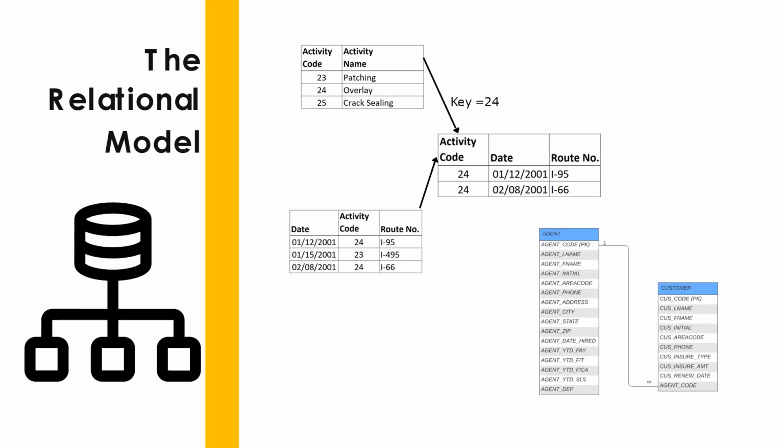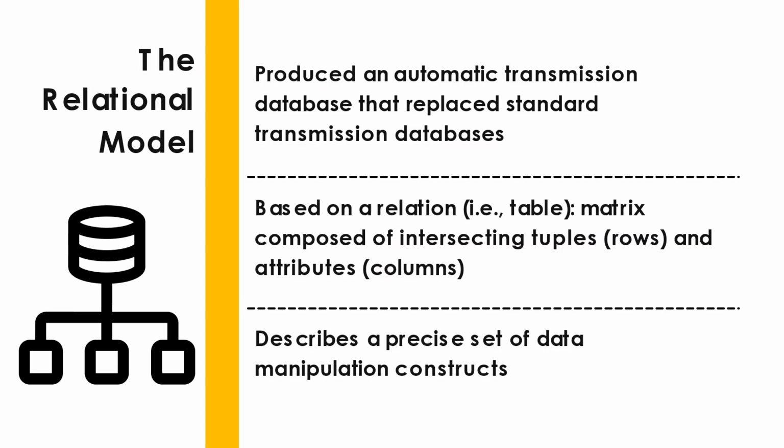Next is the relational data model. In relational model, the data and relationships are represented by a collection of interrelated tables, and that connection is represented by keys, such as in this example. Now, each table is a group of columns and rows, where column represents attribute of an entity, and the rows represent the records. The relational model produces an automatic transmission database that replaces standard transmission databases.